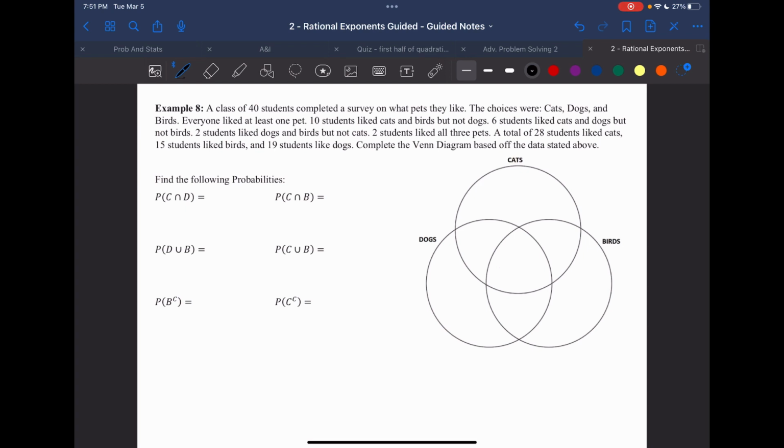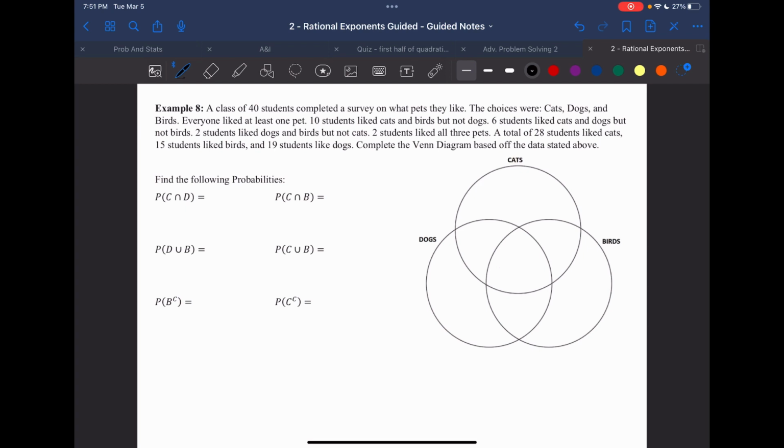So we're going to complete the Venn diagram based upon the data. So again, we have 40 students total. And in this case, every student's going to be accounted for. So we don't need to draw a box around the 3 circles because everyone liked at least one of the pets. So 10 students like cats and birds, but not dogs. So we find where cats and birds overlap, but does not have the circle with the dogs.